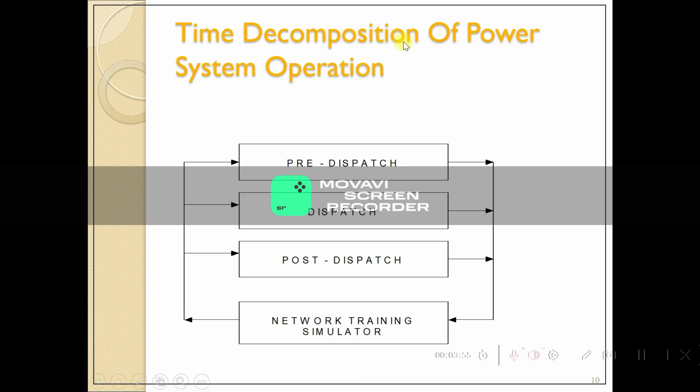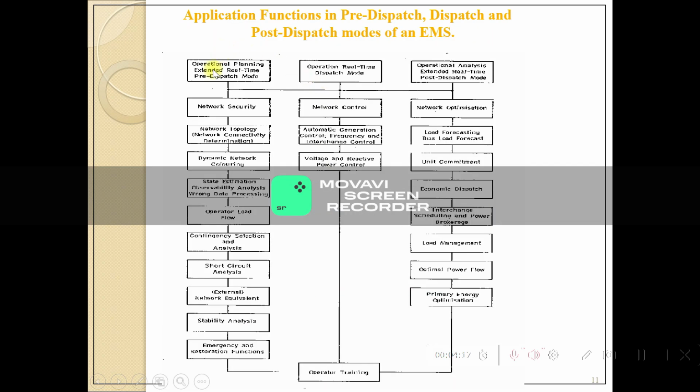This is the time decomposition of power system operation: pre-dispatch, dispatch, and then post-dispatch, network training simulator. All those things have to be connected in this system with bidirectional connections. The network is connected for each line bidirectionally. So the functions of pre-dispatch in energy management system. These are all the systems we have to connect in this block diagram. The system will be operated step by step.